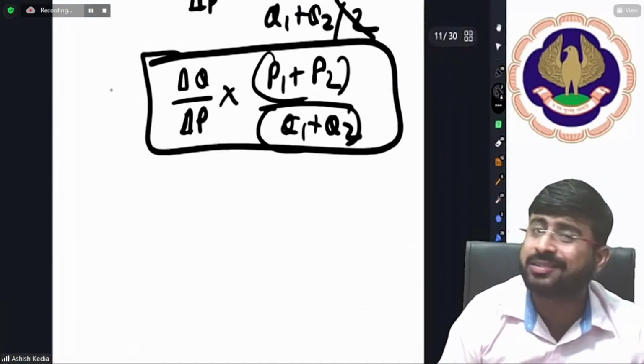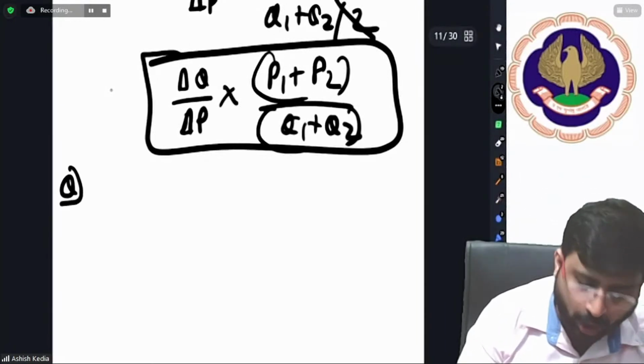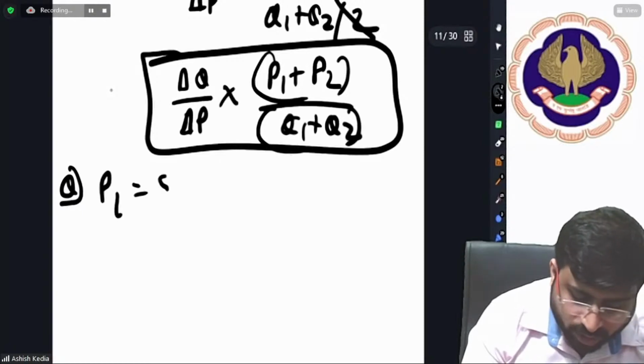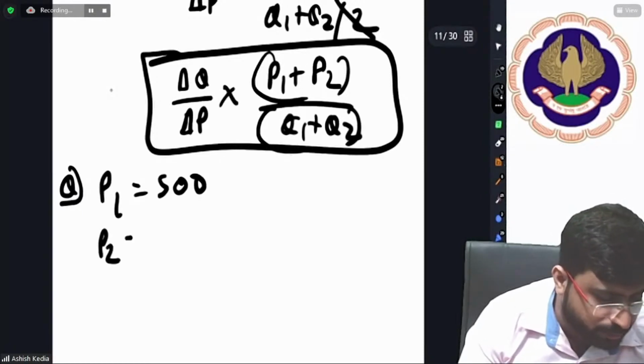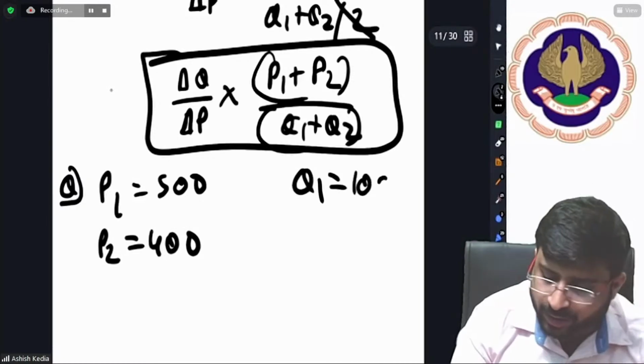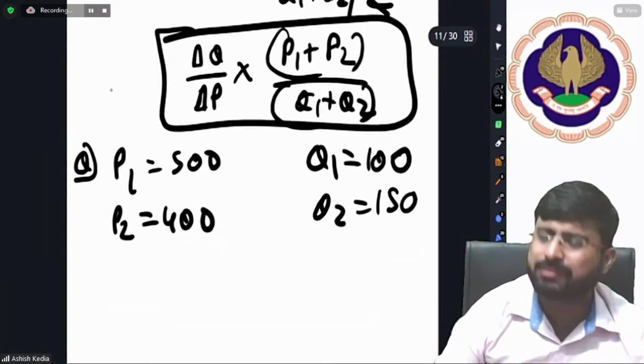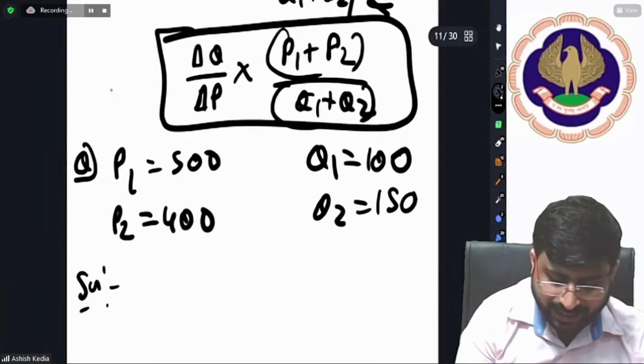Remember this formula. This is arc elasticity. Let me give you a question. Suppose the price was originally 500 rupees and then the price fell down to 400 rupees. Quantity originally was 100 units. Now quantity shot up to 150 units. Can you tell me what is the value of arc elasticity?